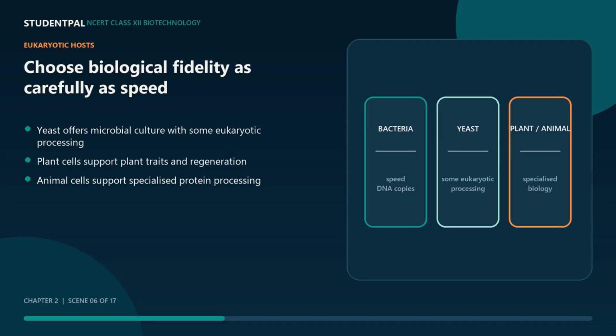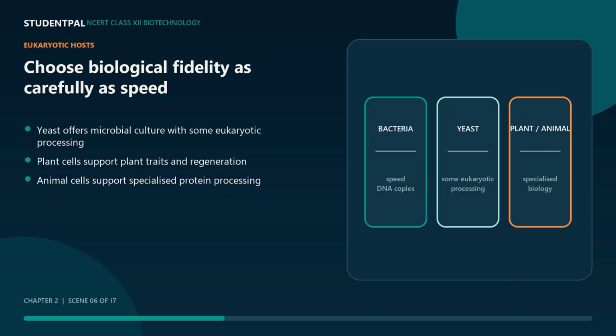Yeast combines relatively convenient cultivation with some eukaryotic processing and is useful for many recombinant products. Plant cells are appropriate when the goal is a heritable plant trait, plant-specific expression, or regeneration of a complete transformed plant. Animal cells can support complex folding, secretion and modifications needed by many animal proteins, although culture is generally slower, more demanding and more expensive. Host choice is therefore a trade-off among fidelity, yield, speed, cost, stability and biosafety. Consider 3 products. A simple cytosolic enzyme may be suited to bacteria. A glycoprotein whose activity depends on processing may require a eukaryotic system.